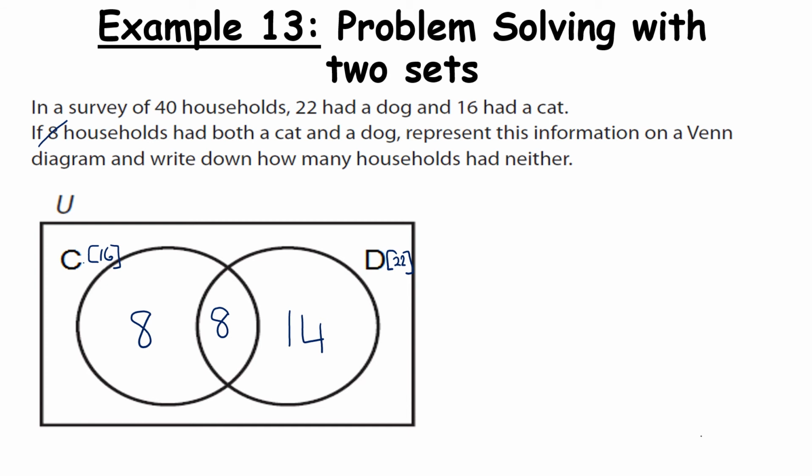Now, we just want to do a quick double check. We have 8 plus 8 plus 14. So that's 30. But there were 40 households. We've used 22, we've used 16. There were 40 households. So there's 10 households not counted. There are 10 households that are missing. And they will appear in the Venn diagram as not having a cat, not having a dog. They are out here in the universal set of households that were surveyed, but don't have an animal.